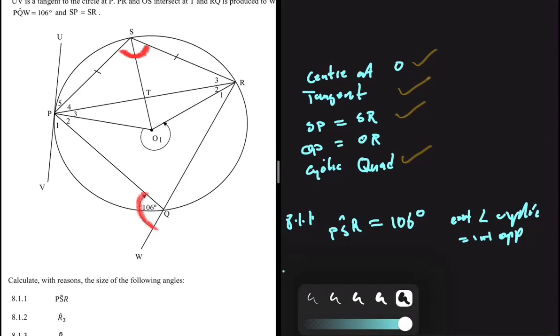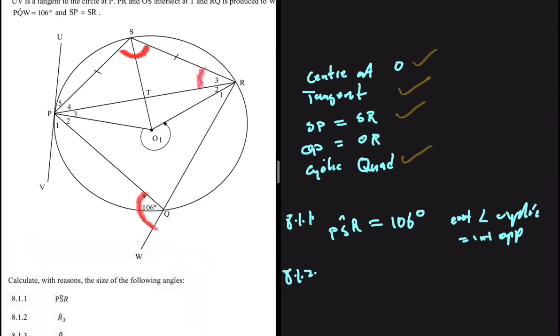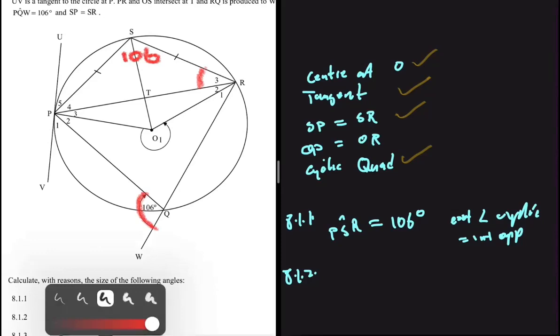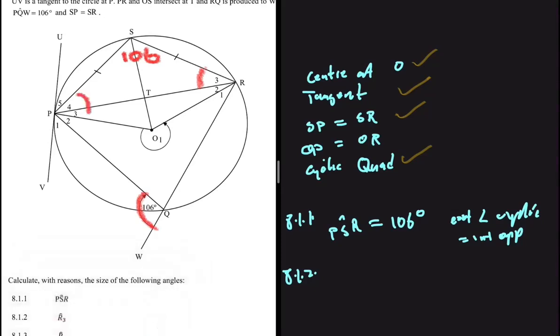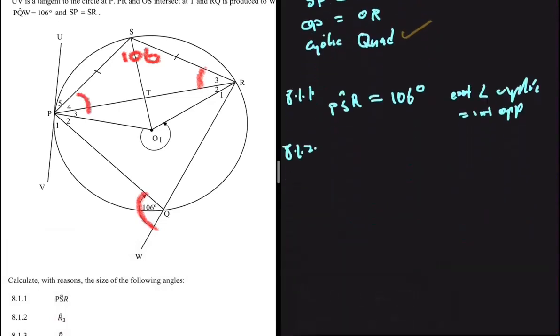Let's move to 8.1.2. So in 8.1.2, we're looking for the size of angle R3. So let's replace angle PSR with 106. So we have 106, and we're looking for the size of angle R3. R3 should be equal to P4. Angles opposite equal sides are equal in size. So what does that mean? It means that P4 is equal to R3.